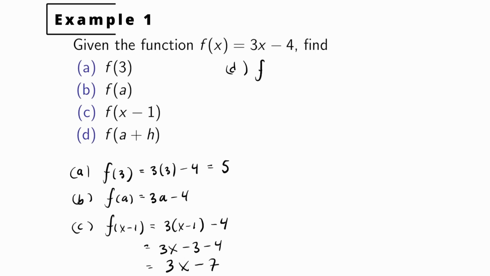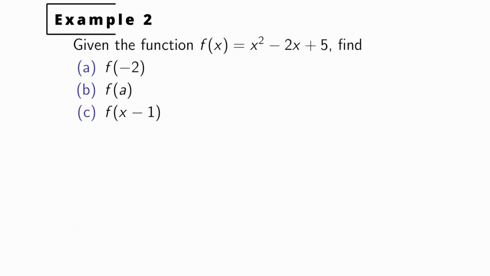For the last one, it's very similar to the previous one we just did. Again, f of a plus h, we simply replace x with a plus h. We're going to multiply a plus h by 3 and then subtract 4. And the only thing left to do now is simplify. So if we distribute the 3 to each term, we get 3a plus 3h and then minus 4.